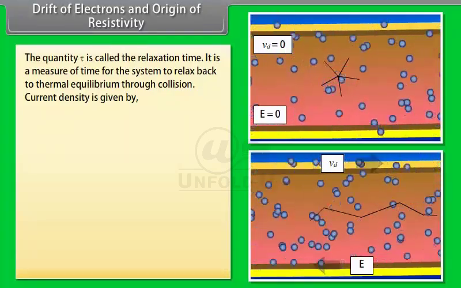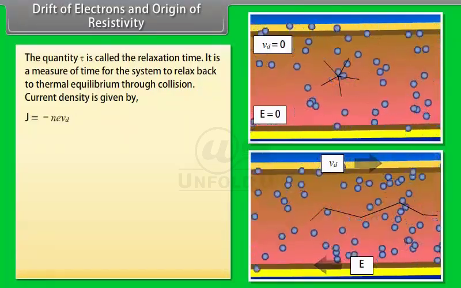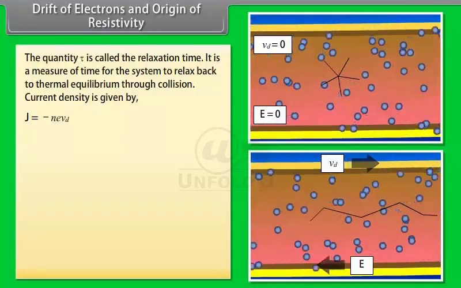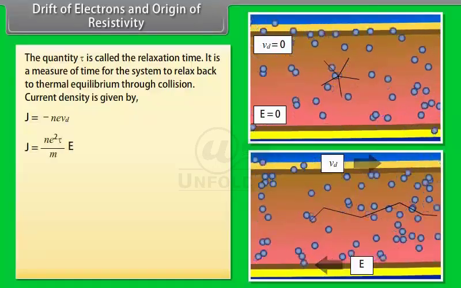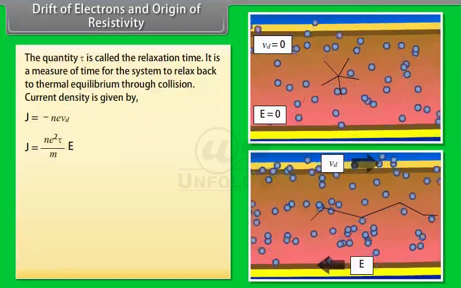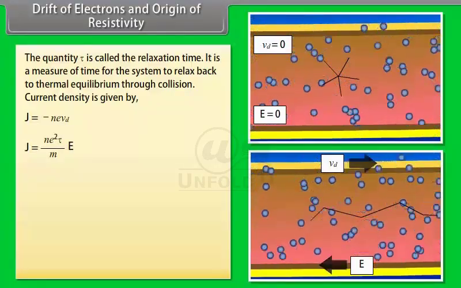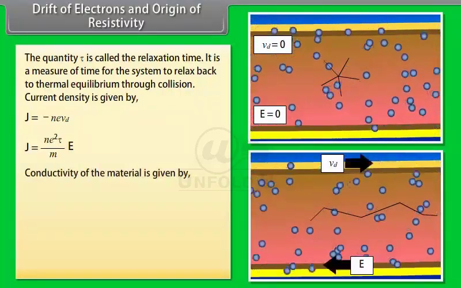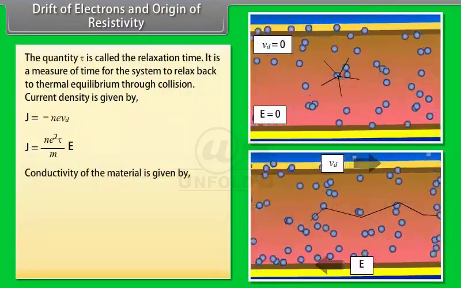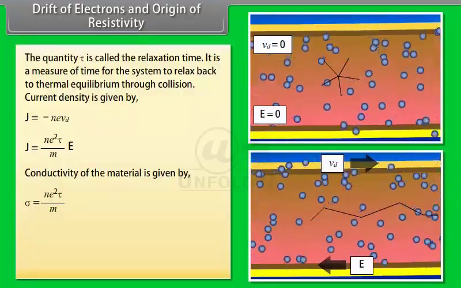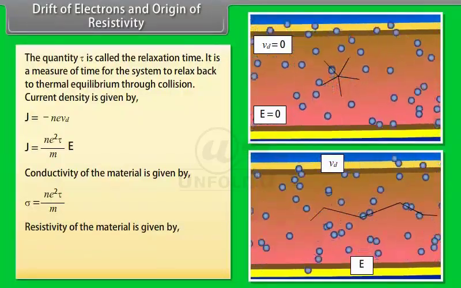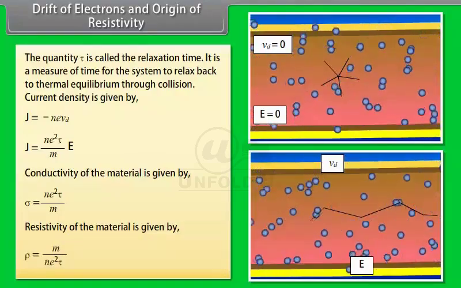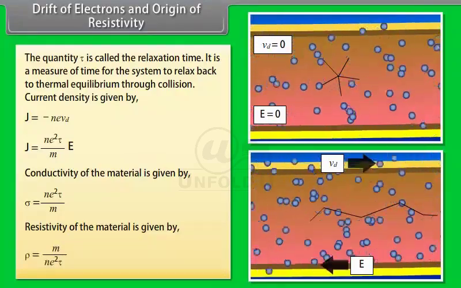Current density is given by J = −neVd. Putting the value of Vd in the above equation, we get J = (ne²τ/m) E. Hence, conductivity of the material is given by σ = ne²τ/m, and resistivity of the material is given by ρ = m/(ne²τ).